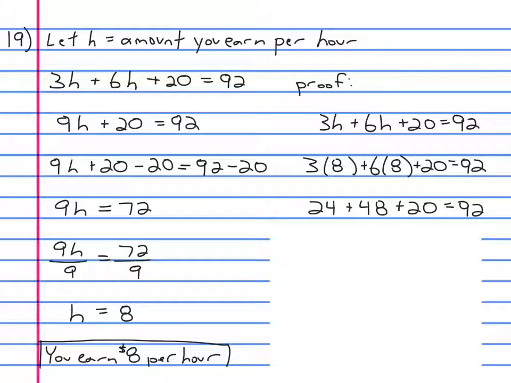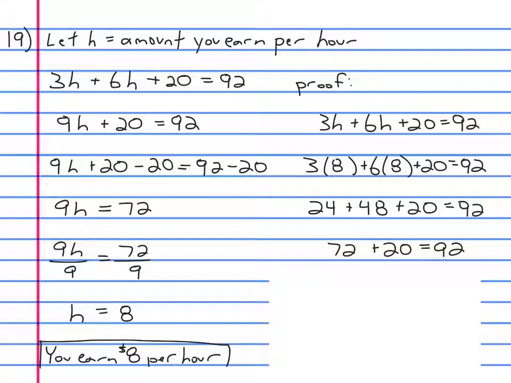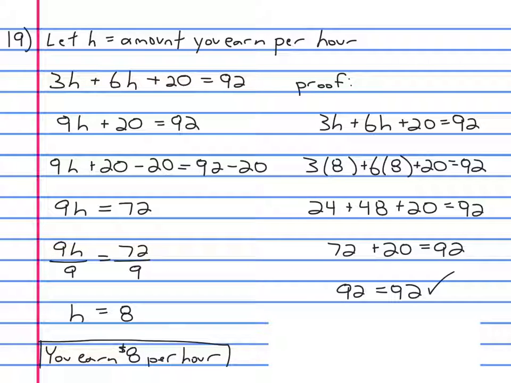Okay. Now following order of operations, we come from the left. What do we run into first? We run into 24 plus 48, and we get 72. Write everything else the same. Plus 20 comes down. This is still here. And of course, 72 plus 20 is 92. So you get 92 equals 92.